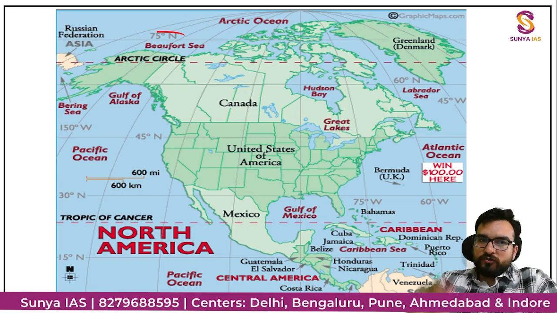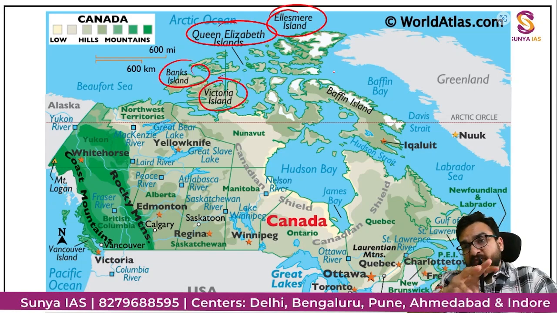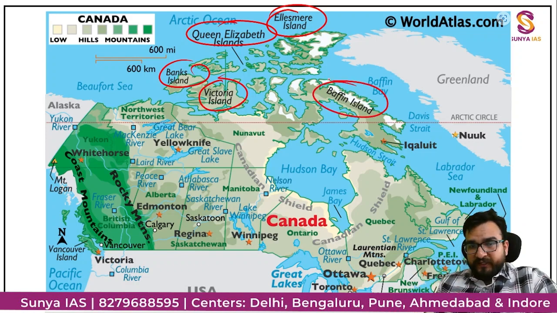Last में I'll again revise. तब तक आपको ये याद हो जाना चाहिए, guys, right? See this particular map also: Queen Elizabeth, Banks Island, Victoria Island, Ellesmere Island. I have added different maps into it. किसी मैप में कुछ मेंशन है, किसी मैप में कुछ मेंशन है, right?